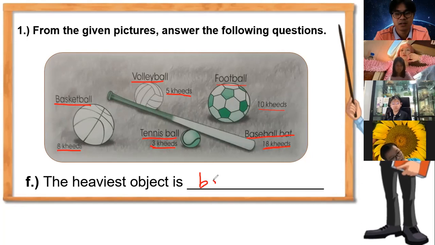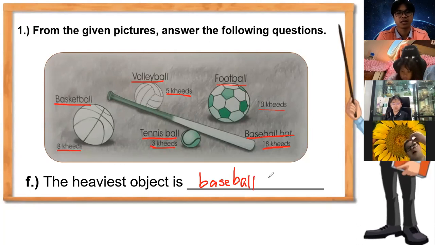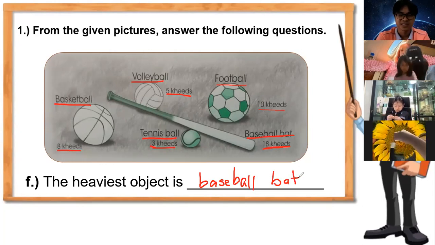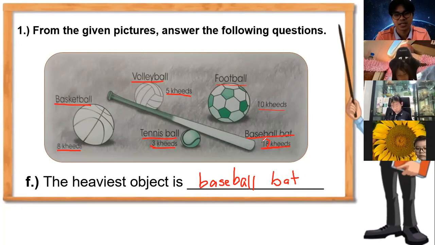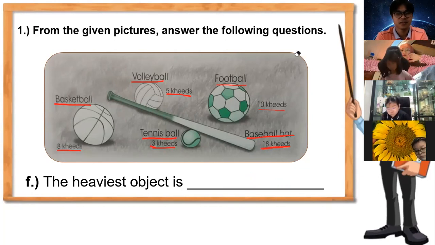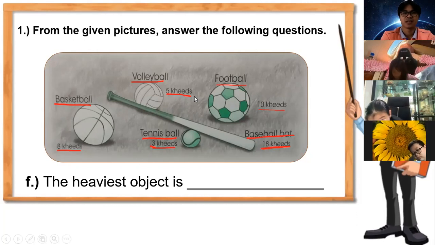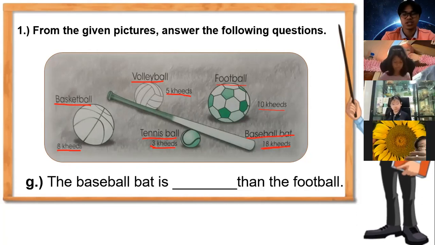Baseball bat. Okay. This is the heaviest object. Why? Because 18 kids. The biggest number. All right. Next, let's go to letter G. Are you following? Please follow.